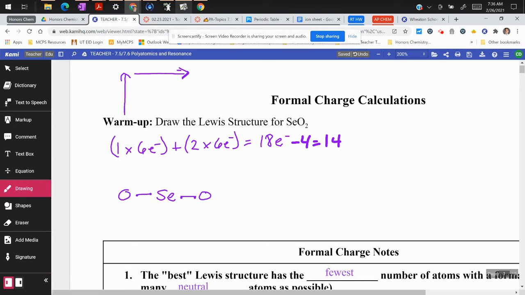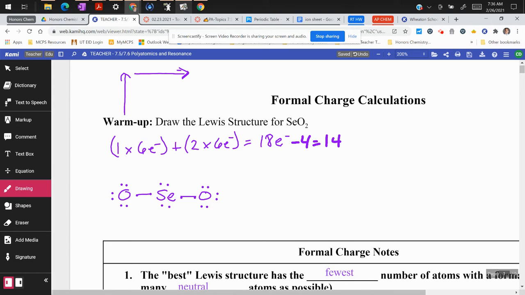So I'm going to start on the outside and work my way in, adding electrons in pairs until each atom has 8. So 2, 4, 6 plus the line makes 8. 2, 4, 6 plus the line makes 8. Selenium has 2 from one line, 2 from the other line, so it needs 4 more.